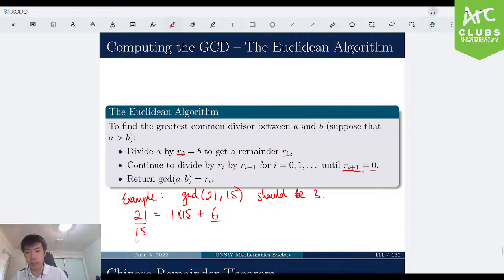So we have 15 equals 2 times 6 plus 3. This is like our r0, r1, r2. Now let's repeat the process with r1 and r2. So 6 equals 2 times 3 plus 0. We see that we terminated the process because we ended up at 0. So the greatest common divisor is the remainder just above 0, which is 3. That coincides with our own knowledge: the GCD of 21 and 15 should be 3, and this algorithm also gives us 3. In general, this will always work systematically.